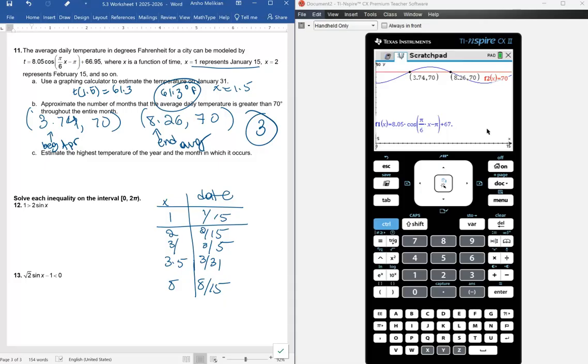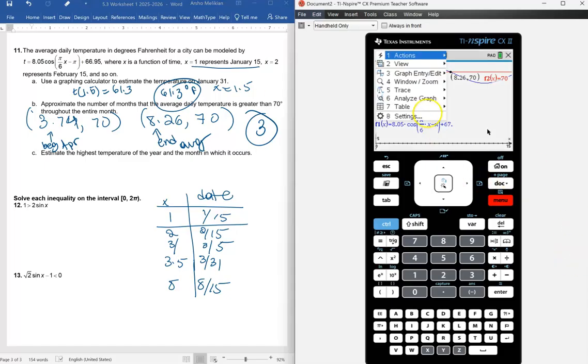So now, estimate the highest temperature of the year and the month in which it occurs. And it's time already, but like menu, analyze graph, maximum, it says which graph? This graph. So here, right? 6, 75. What's the 75? The highest temperature. And what's the 6? When is that? June what? June 15, precisely, right? Because that's what these are.